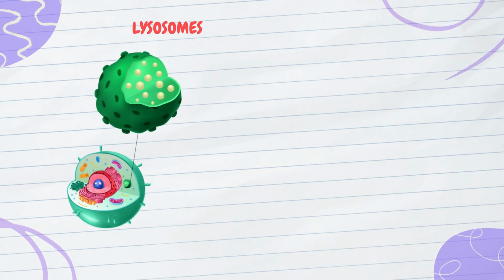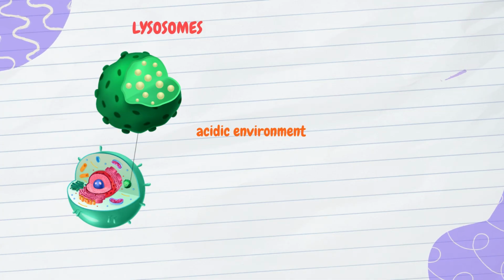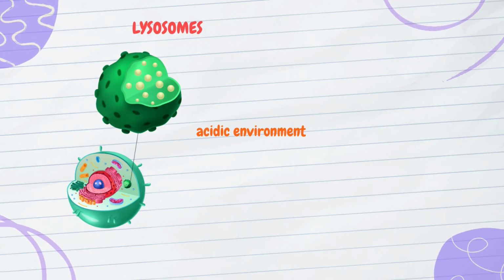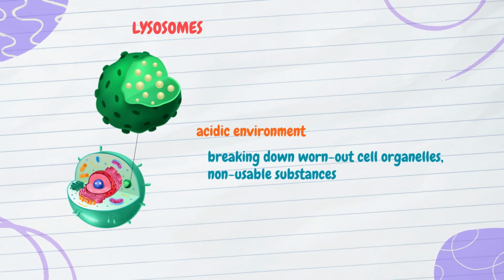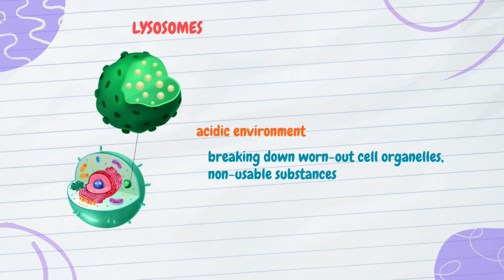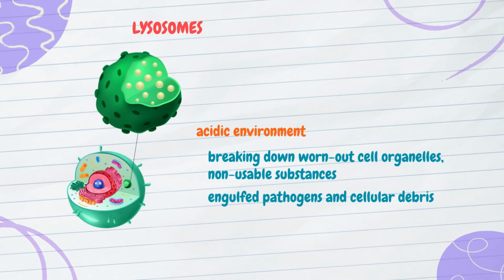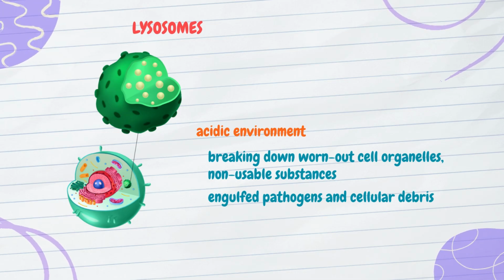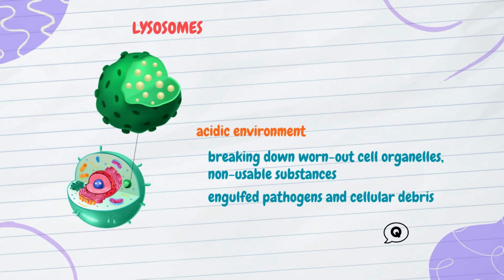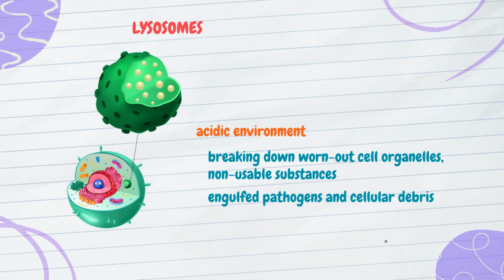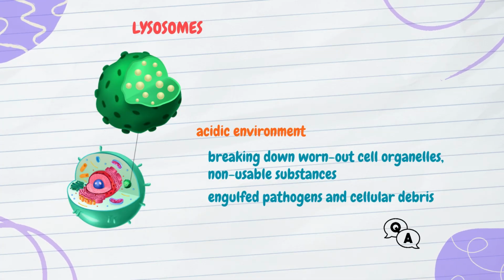Next, the lysosomes. The lysosomes are spherical granules with an acidic environment that contain hydrolytic enzymes. Lysosomes are involved in breaking down worn-out cell organelles, non-usable substances, and even engulfed pathogens and cellular debris, playing a vital role in cellular waste disposal. Challenge 8. If lysosomes malfunction, what do you think would happen to the cell over time?